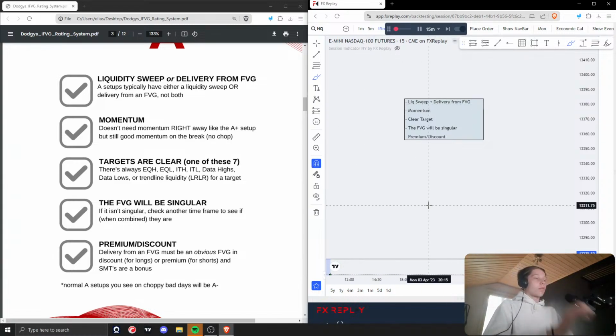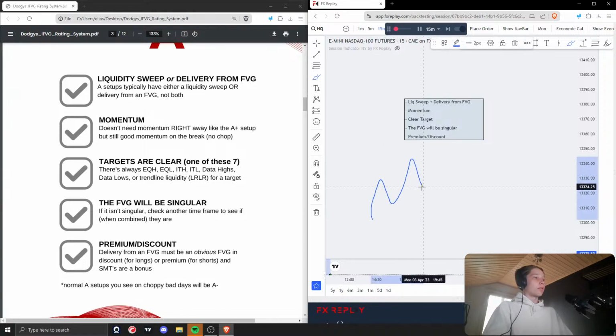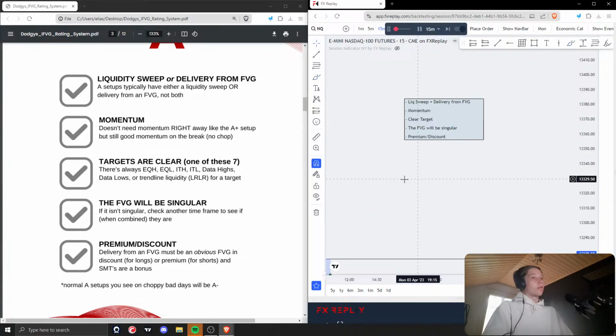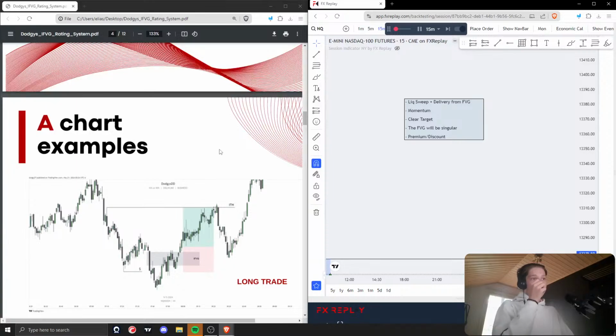So basically, let's say we're trending to the upside. This range that goes down is delivering from a higher time frame iFVG when it runs higher, but it doesn't necessarily take liquidity down here. So that's one of those examples where it doesn't take too much liquidity, but it's delivering from an iFVG.